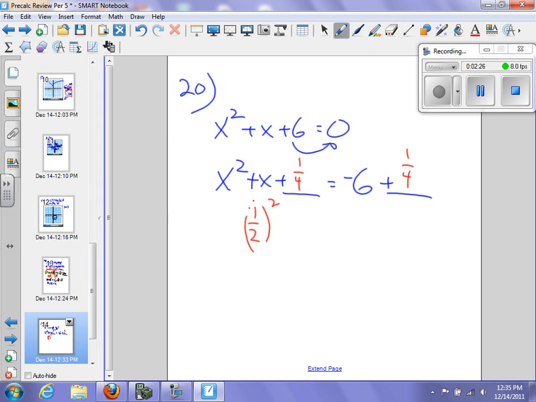So I completed the square in order to be able to go x plus 1/2 squared on this side. And now on this side, I wasn't doing anything squared. All I did was add a fourth. So what's that going to give me? Negative 6 is negative 24/4. So if I add 1, that would be negative 23/4.